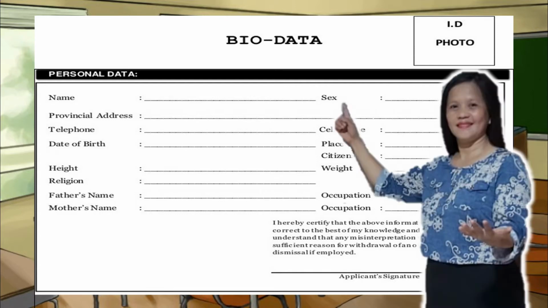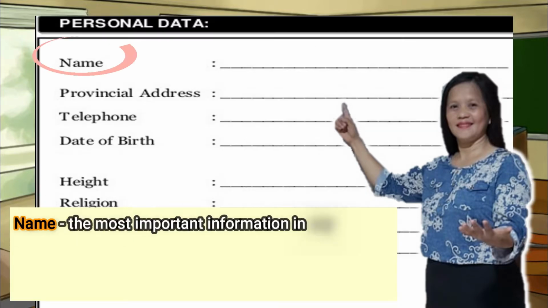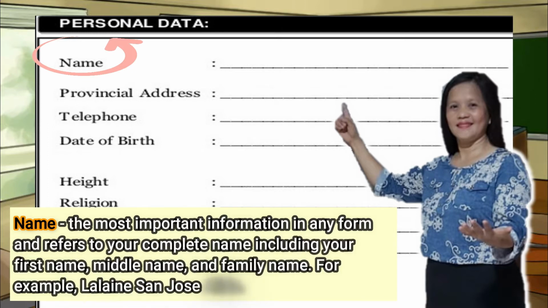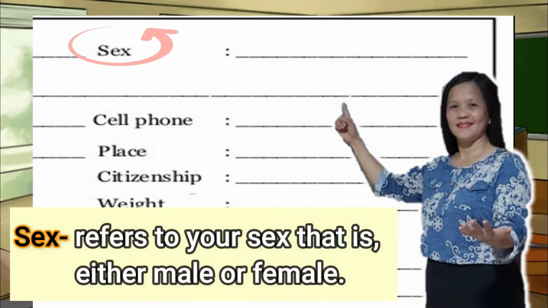I want you to read with me. Okay, parts of a biodata. The first one is the name. It is the most important information in any form and refers to your complete name, including your first name, middle name, and family name. So for example, my name is Lelaine San Jose Alido. Next information, the sex refers to your sex, that is either male or female.